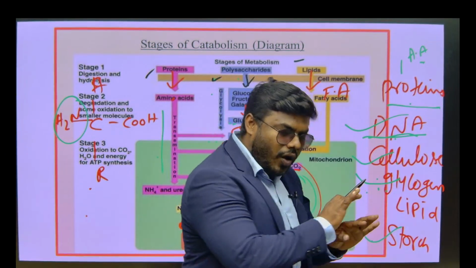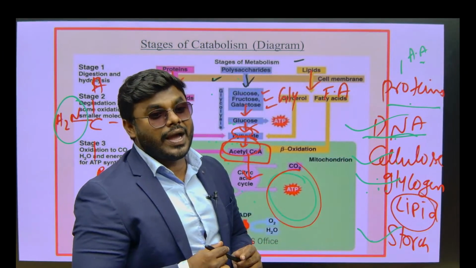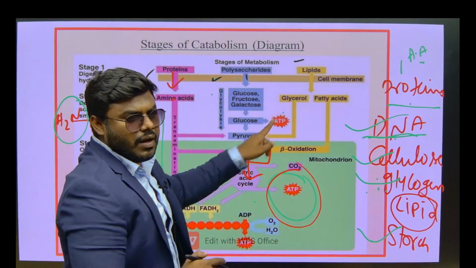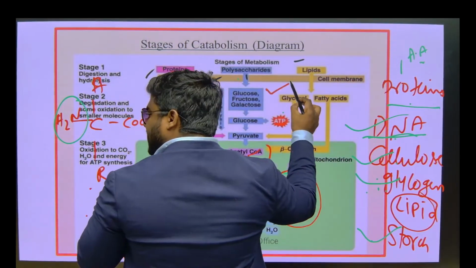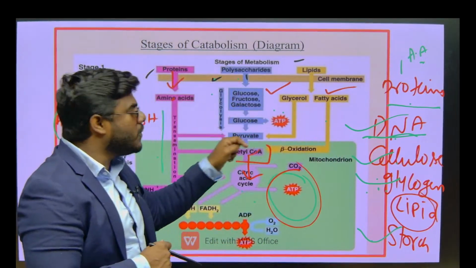So among all the biomolecules, lipids are not polymers. Why? Lipids are made up of two different monomers. Got the point? One is glycerol and one is fatty acid. That's why it is not polymeric in nature.